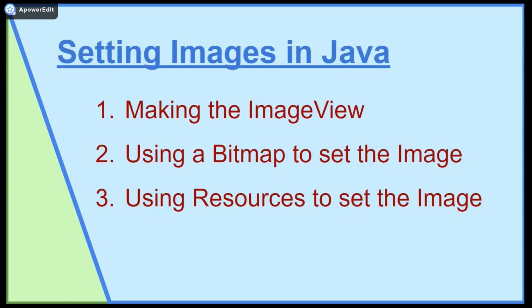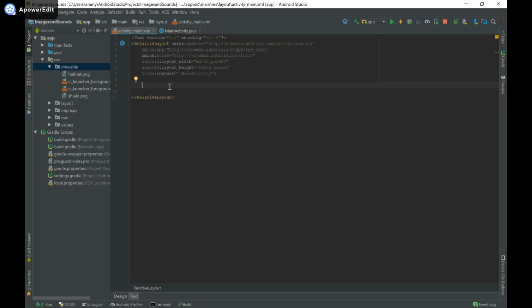Otherwise, let's get started. So what we're going to do in our app is have an image view displaying an image, and when that image is clicked, it's going to switch from one image to the other, and when the image view is clicked again, it's going to switch back to the original image.